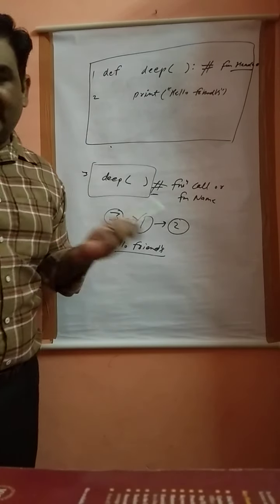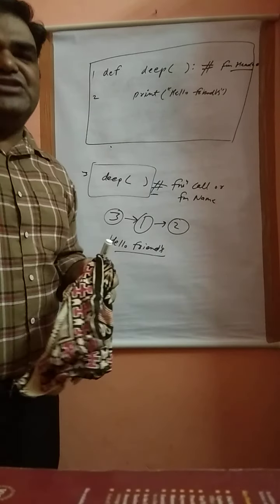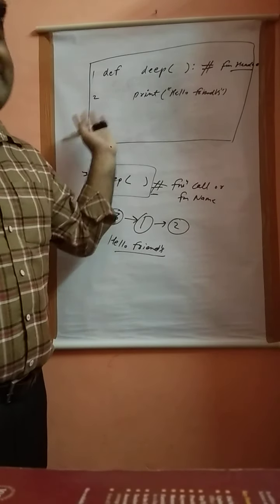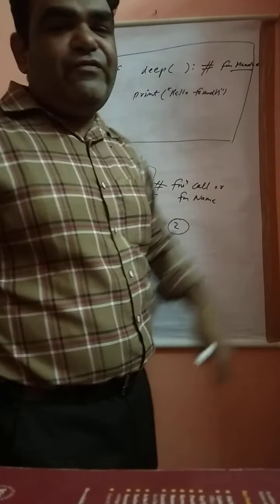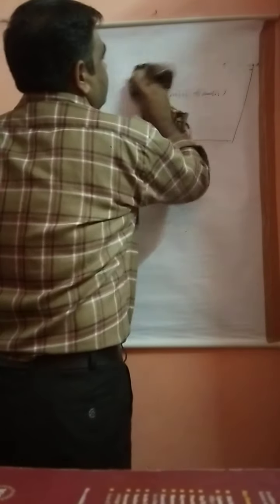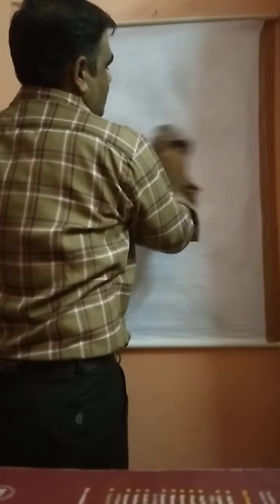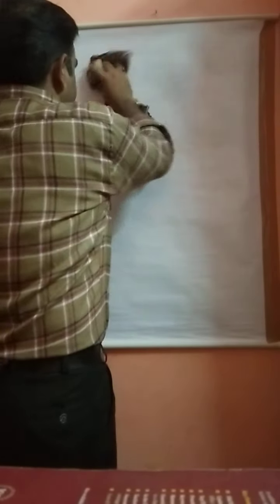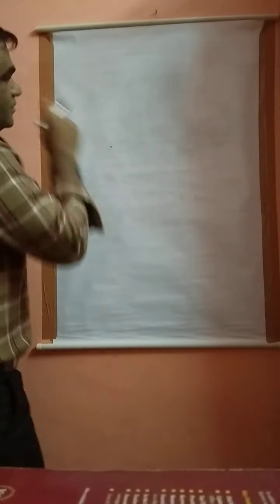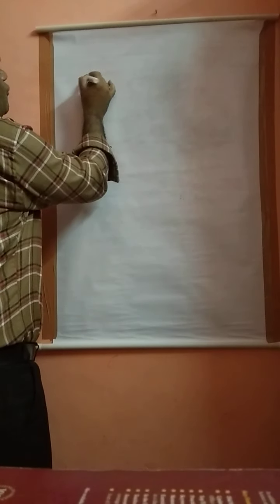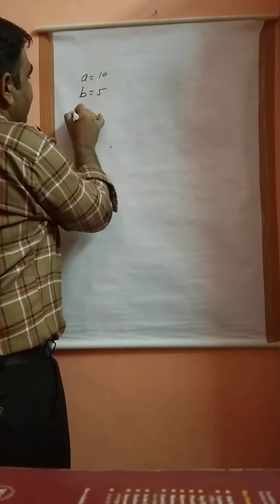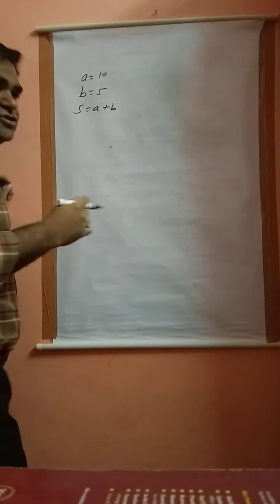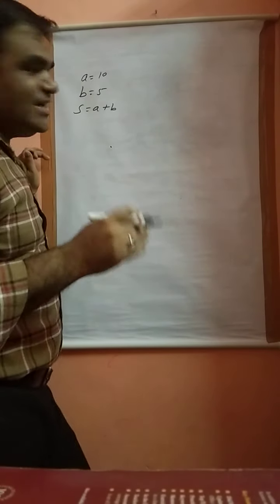I will take one more example with the help of functions. First I make a simple program, and after that we will convert this simple program using a function. So I write here the code of that program. I take two variables, a and b. The value of a is 10 and the value of b is 5, and s equals a plus b. We are going to perform the addition of the two numbers. So s equals a plus b.